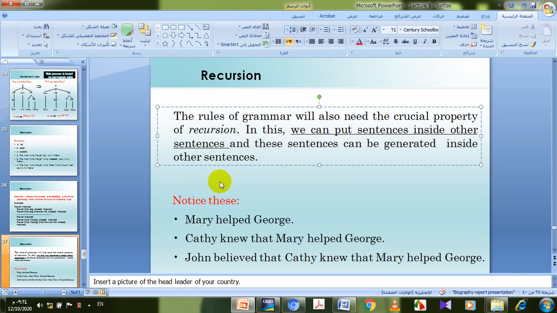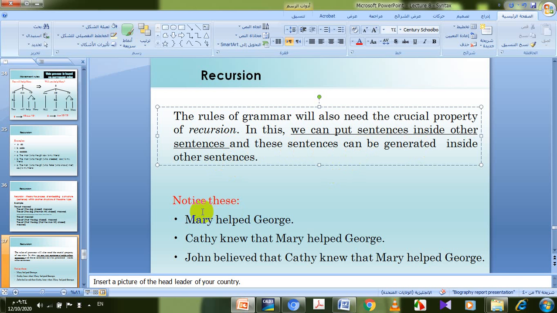I saw the cat that caught the rat that ate the, and so on. So this is recursion, but that is something else. The rules of grammar will also need the crucial property of recursion. In this, we can put sentences inside other sentences, and these sentences can be generated inside other sentences.